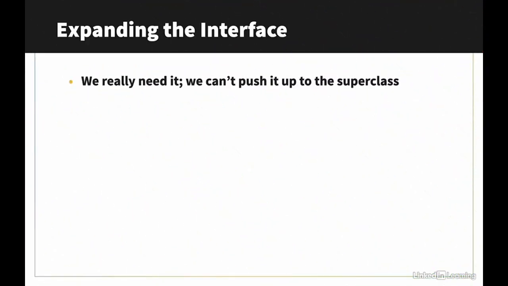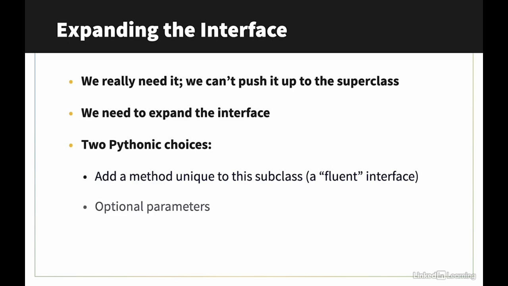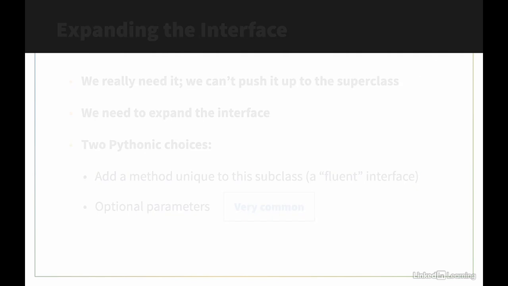A third approach is to add features by expanding the interface. Python gives us a number of alternatives. I can define additional methods to set the additional values required by an odd or unusual subclass. This is sometimes called a fluent interface. An alternative is to add parameters that have default values, making them optional for classes that don't need them. The default parameter path is so common in Python, a lot of people think of it first. My preference, however, is to compare both approaches.